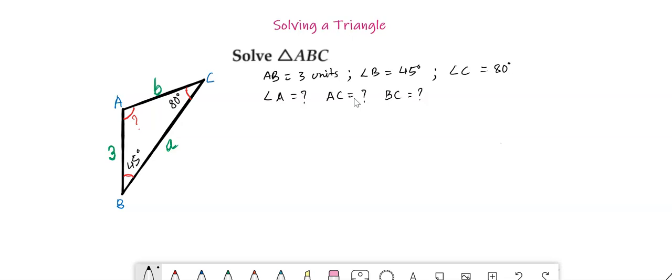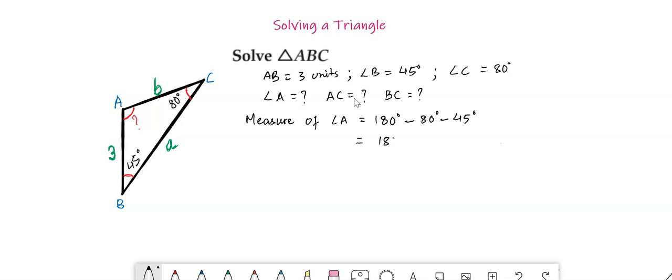So how can we find all the rest of these three things? First, we can find the measure of angle A. The measure of angle A we can find by the angle sum property of a triangle. That is, the sum of all interior angles in a triangle sums up to 180 degrees. So angle A is going to be 180 degrees minus 80 degrees minus 45 degrees.